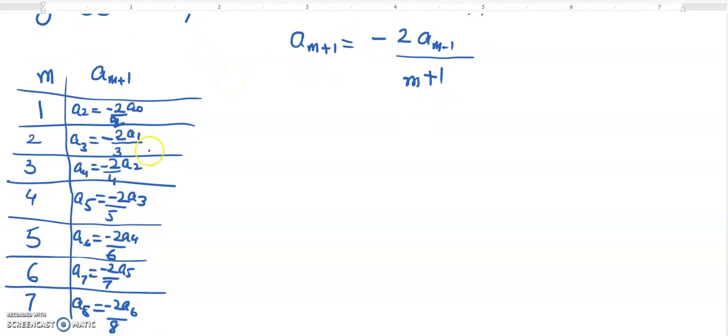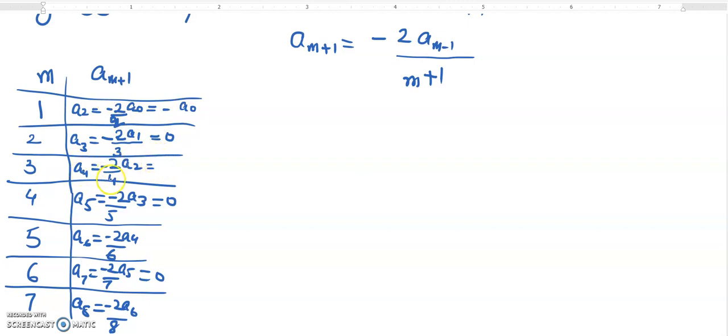Since a1 is equal to 0, this term will be 0, so a3 is equal to 0. This term is in terms of a3, so this term will be equal to 0. Since a3 is equal to 0, a5 will be 0, then this term will be equal to 0. So every alternate term will be equal to 0. Okay, so what can I do for these terms? This is minus a0, 2 over 2.